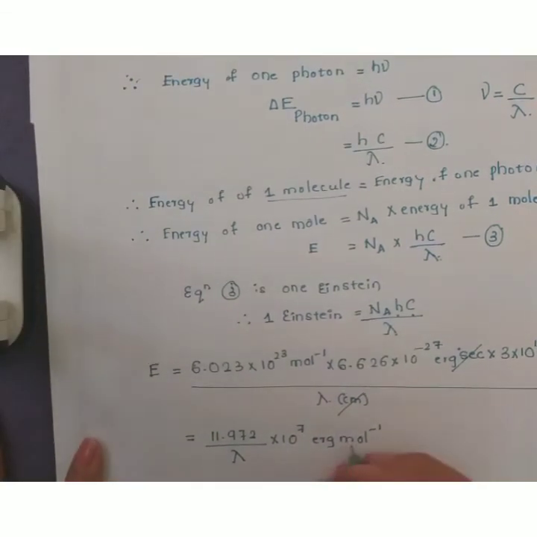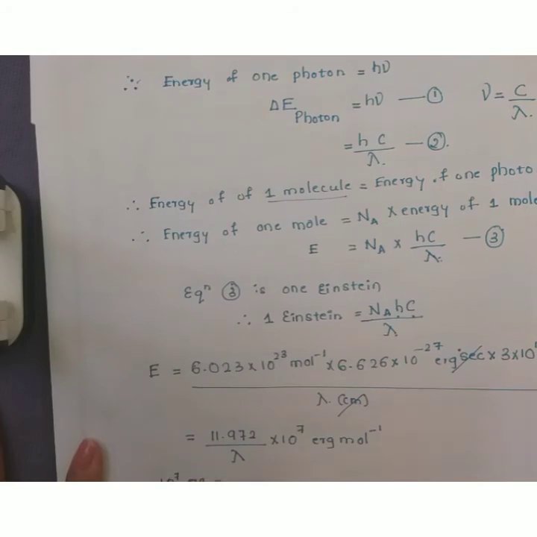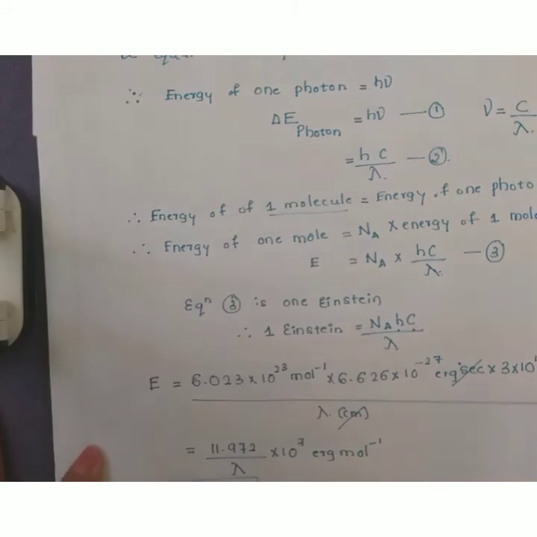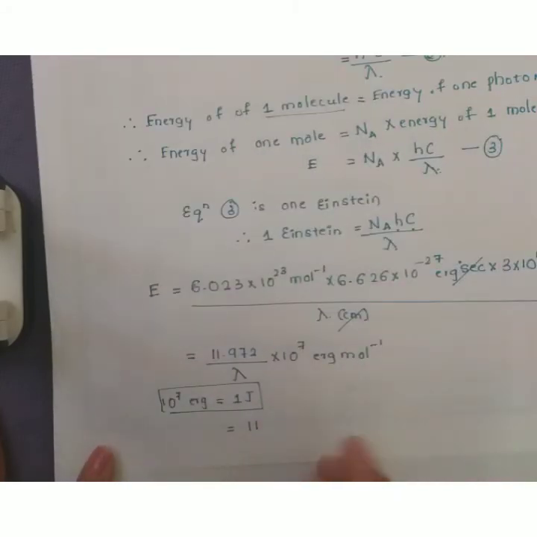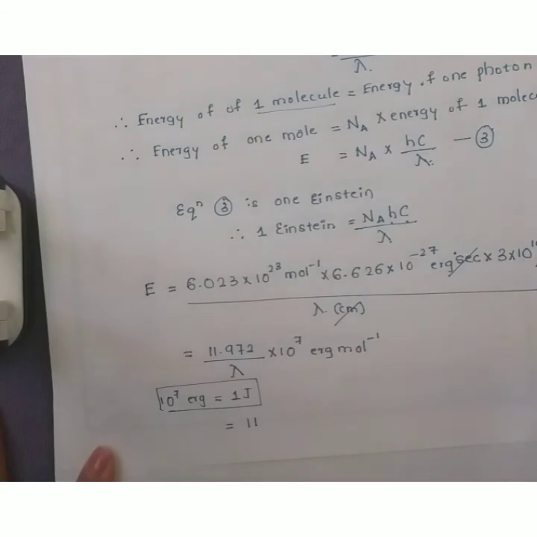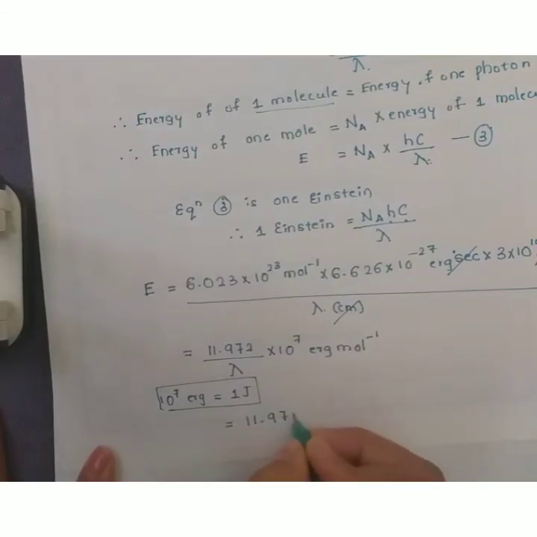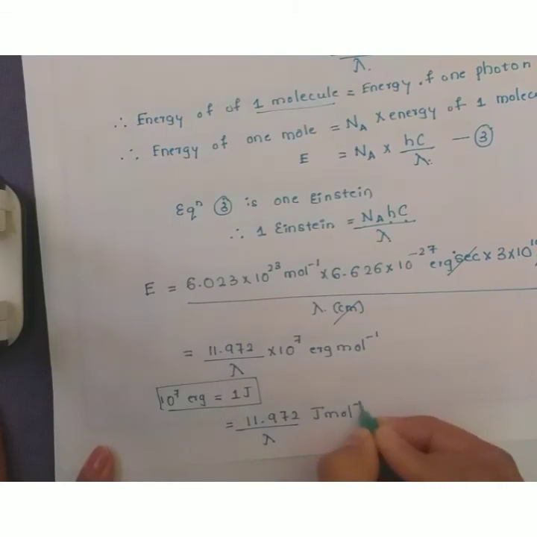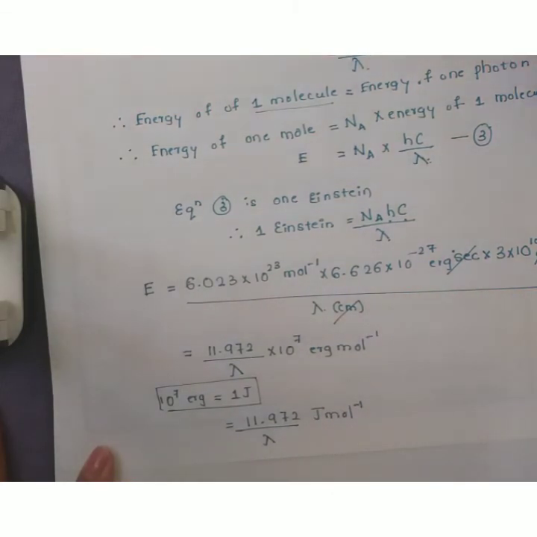Now we have to convert this erg into joules. 10 raised to 7 erg is equal to 1 joule. So the value becomes 11.972 divided by the wavelength, and the unit becomes joules per mole.